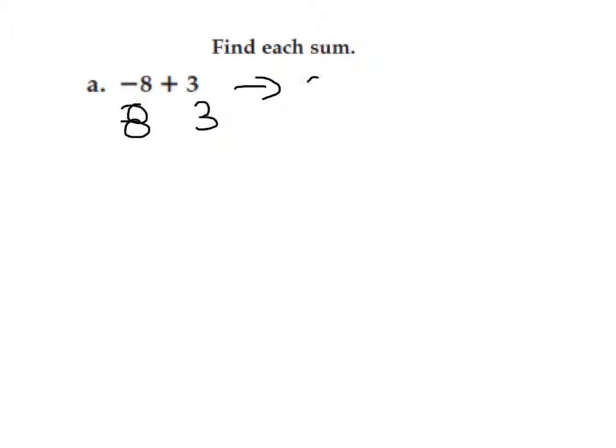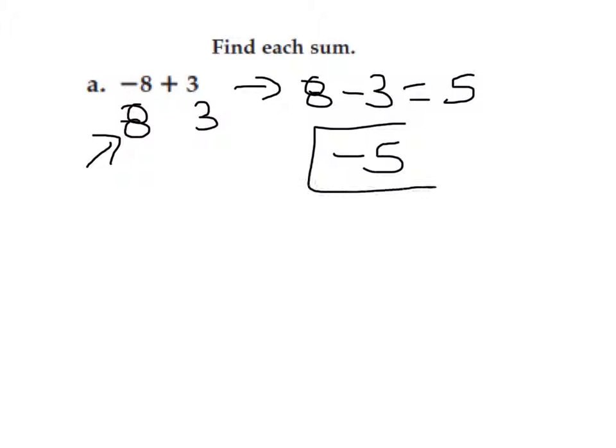I'll take the larger number, then the smaller number, and find the result. 8 minus 3 is 5. Before I can say 5 is the answer, I'm going to look and see which one has the largest absolute value, and that is 8, and the sign of 8 was negative, so my result will be a negative 5.